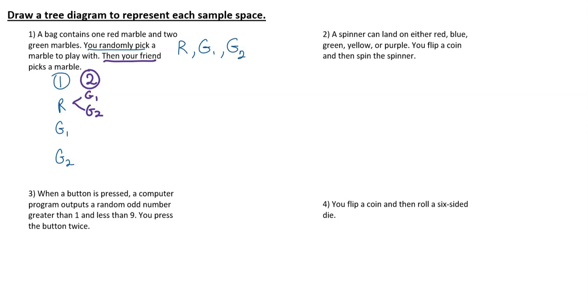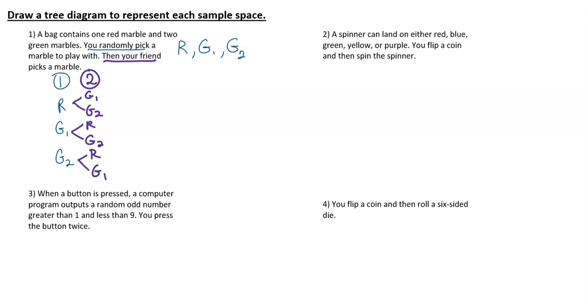So this second one is your friend picking the marble. If you picked green number 1, then your friend can pick a red marble or green marble number 2. Or if you picked a green marble, green number 2 on the first one, then your friend can pick the red marble or green marble number 1.